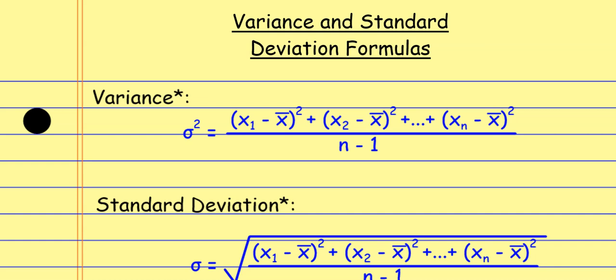Hi there, folks. Today we're looking at variance and standard deviation. Variance and standard deviation are just a couple more measurements of dispersion that we have here. They're measuring how spread out the data is.